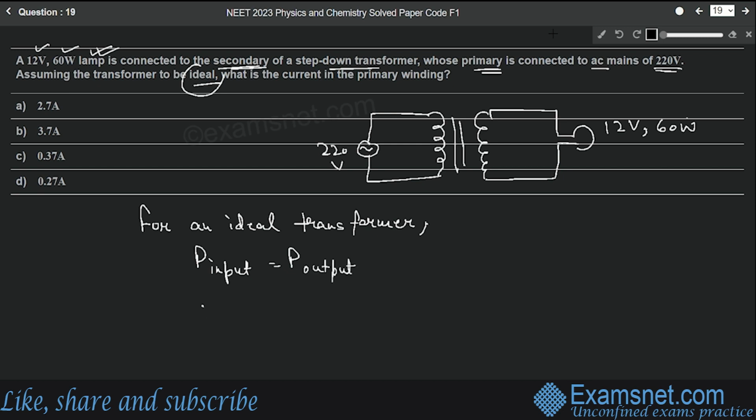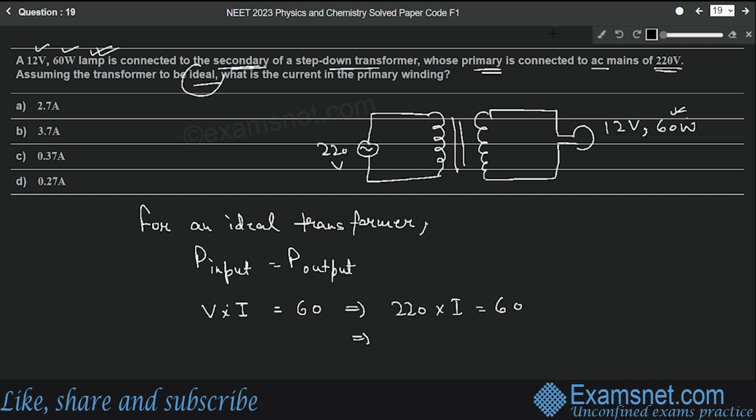Input power will be equal to the potential difference, the voltage, into the current. Okay, the mains voltage into the current, and the output power will be the power of the bulb. So that is equal to 60 watt.